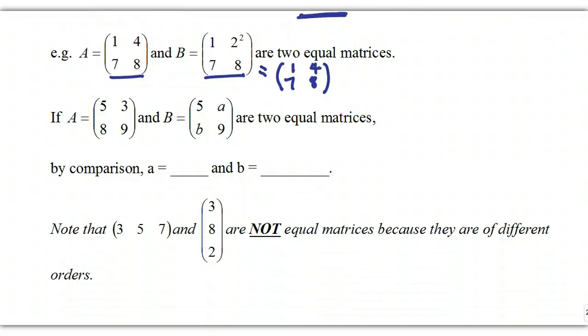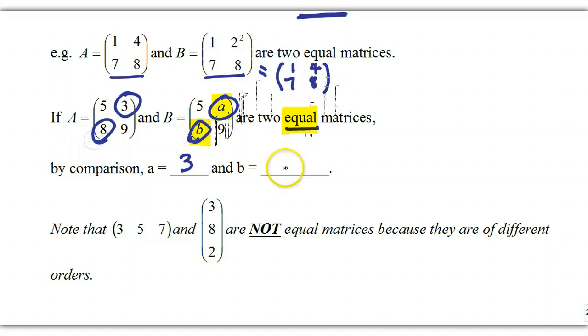Sometimes the question will tell you, A and B are two equal matrices, but there are actually some unknowns, a and b, that you have to find. So given the fact that they're equal matrices, we can then conclude by comparison of the elements that a must be equal to 3 and b must be equal to 8.